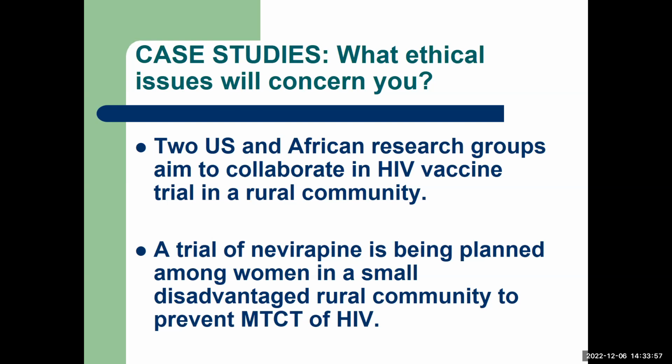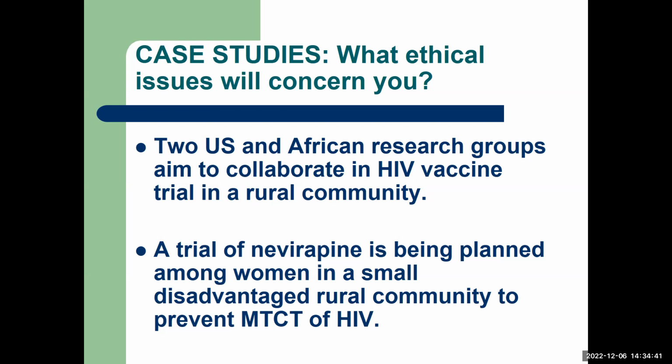So just to throw it out there, from the discussion we've just had, think about these case studies. What are some of those ethical issues we just described that will be of concern to you in these two case studies? So in the first one, we've got a research group from the United States and a research group of our African researchers. They want to collaborate on an HIV vaccine trial in a rural community in your town.